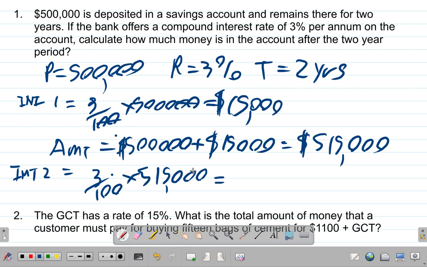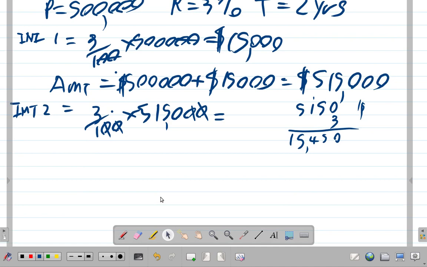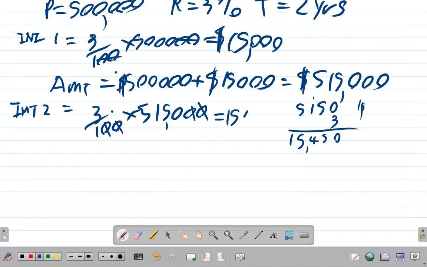So here now, cancel down the 100, it's 3 times 515. 3 multiplied by 5 is 15, bring down the 5, carry 1, 3 times 1 is 3 and 1 is 4, 3 times 5 is 15. That's 15,450. So that's what you will get. $15,450 you get on the second interest.